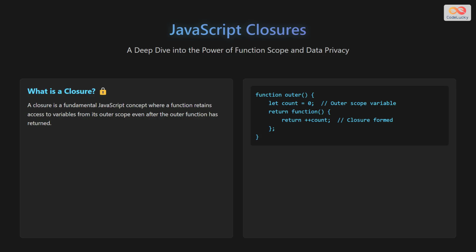We have an outer function that declares a variable named count and initializes it to 0. This outer function returns another function. This return function increments the count variable and returns its updated value. The return function forms a closure because it remembers and accesses the count variable from its outer scope.